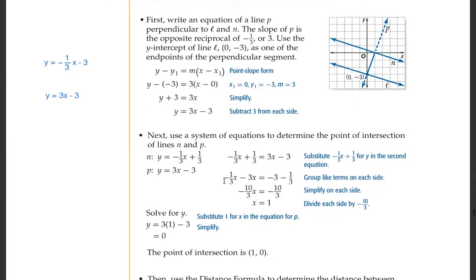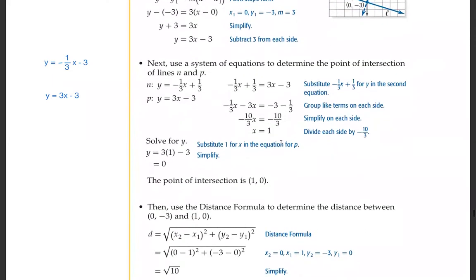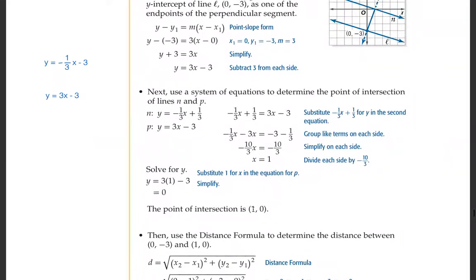Okay, so we have here the solution in finding the intersection of these 2 points. So we have that one, and then it ends up at x equals 1 and y equals 0. And so the point of intersection of your second line or line N and line P is at 1, 0.